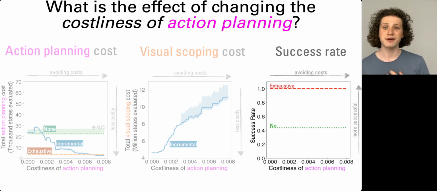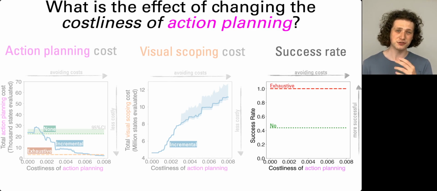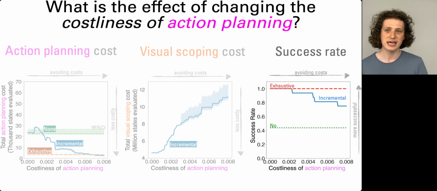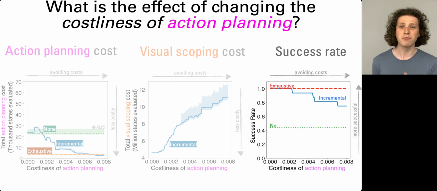Finally, what does this trade-off mean for the rate of success? Does choosing easier to solve subgoals make one more myopic, more prone to getting stuck in dead ends? And the y-axis here is rate of success. Indeed, the higher the costliness of action planning, the more mistakes the planner makes. Easier to solve subgoals are more likely to lead it into a dead end.